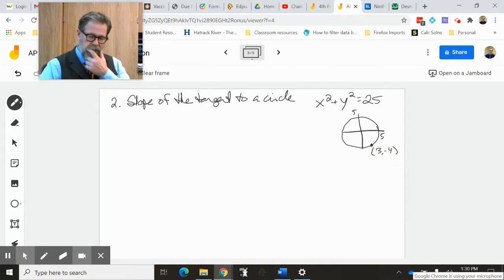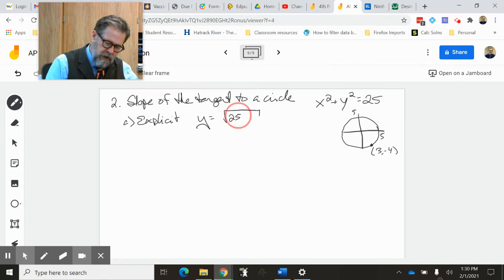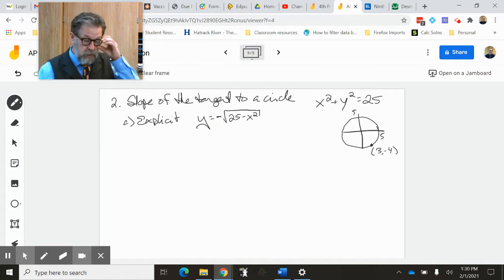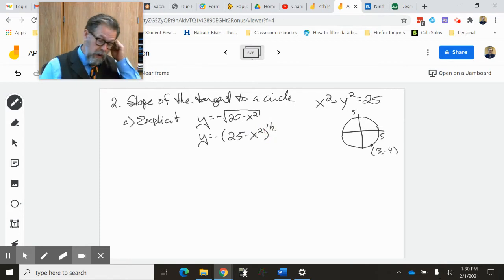So I can already see that I'm expecting a positive number. And first, what I am going to do is write this as an explicit formula. And I get y equals the square root of 25 minus x squared. But I also know that I need the bottom half. So I actually get y equals negative square root of 25 minus x squared. I'm going to write this as a power because I know that it's much easier to take the derivative if it's a power.